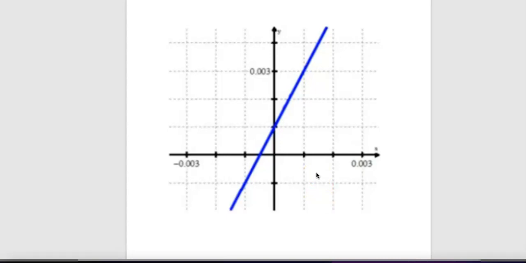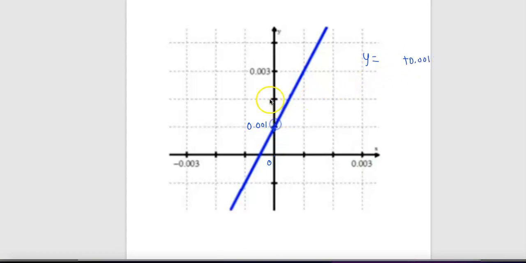So again, y = mx + b. Let me pick my pen. What is my b over here? b is the value of y when x is 0. So what is this y value over here? This is 0.001. What about the m?